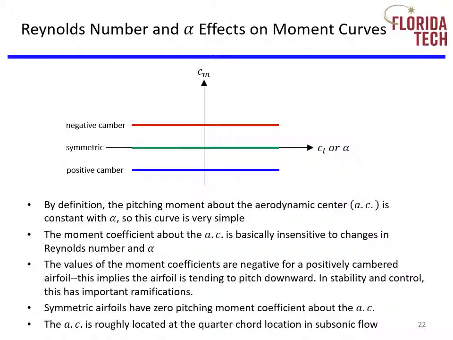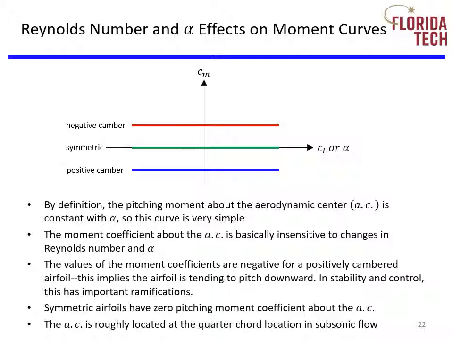By definition, the pitching moment about the aerodynamic center is constant with alpha. So this curve is very simple. The moment coefficient about the aerodynamic center is basically insensitive to changes in Reynolds number or alpha.